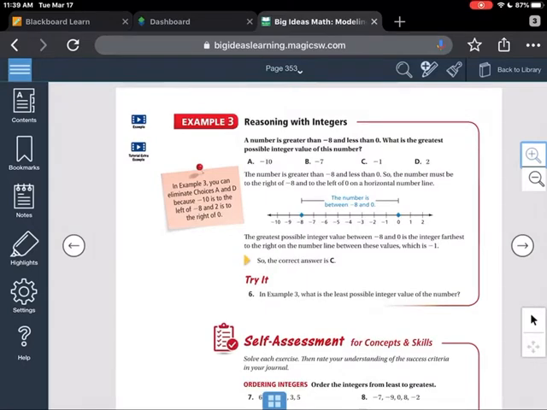Okay, let's look at this reasoning. I want you to think about this one. Try not to read ahead. A number is greater than -8. So it's bigger than -8. So think about the left side of the number line. Try not to look below.